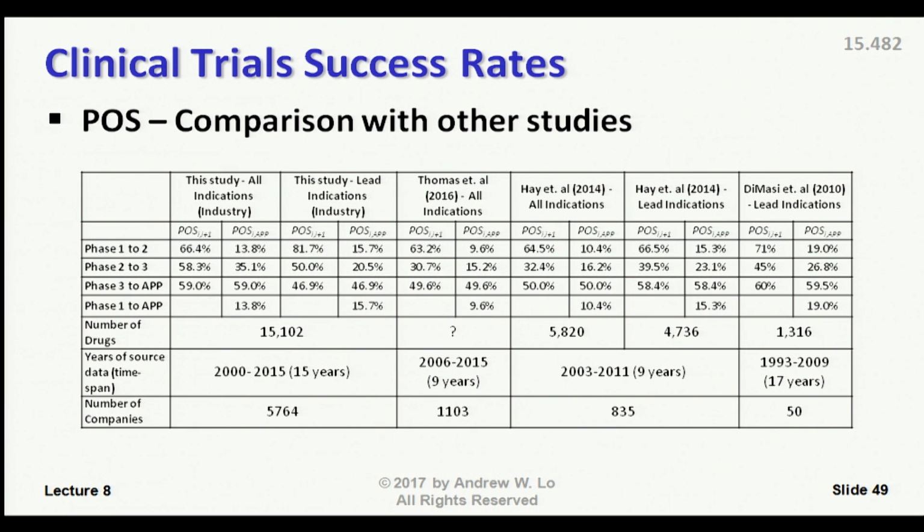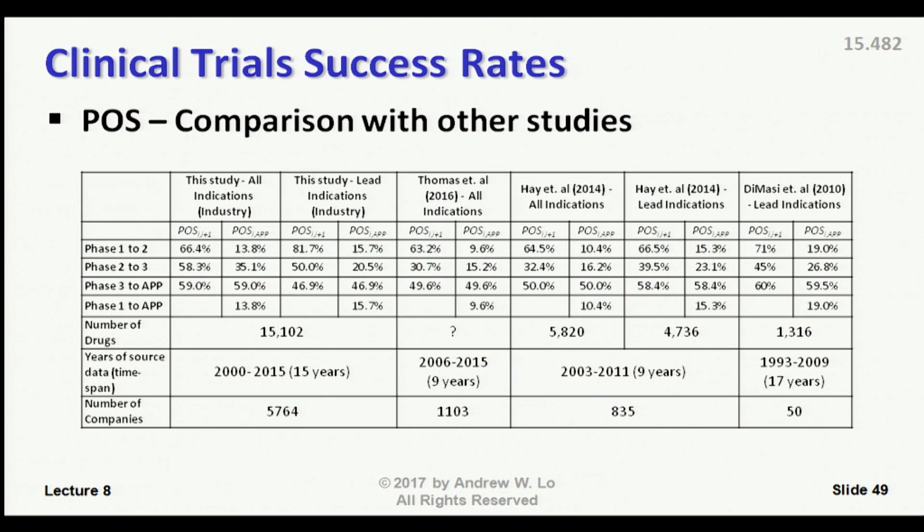So let me just show you a couple of examples. If you look at the probability of going from phase 1 all the way to completion, that's this column right over here, phase 1 to completion. With this study, you're getting about 13.8% probability. That's across all drugs, all indications, all of the analysis in our results.